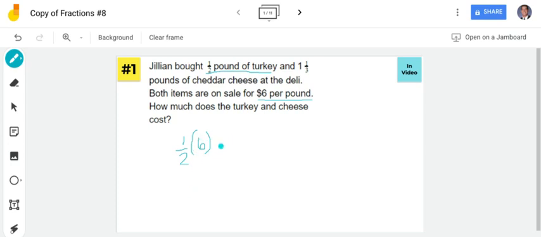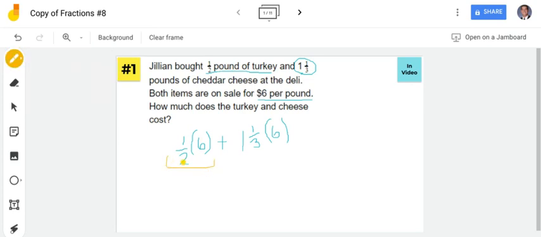But I am also buying cheddar cheese. I need to add the cost of the cheddar cheese. And it's also $6 per pound, and I'm buying 1 1/3 pounds of it. So I'm buying 1 1/3 pounds of cheese at $6 per pound. So I'm going to multiply the amount of cheese by the cost per pound. So I'm going to multiply by 6. Okay. Now that I have my problem set up, let's multiply 1/2 times 6.